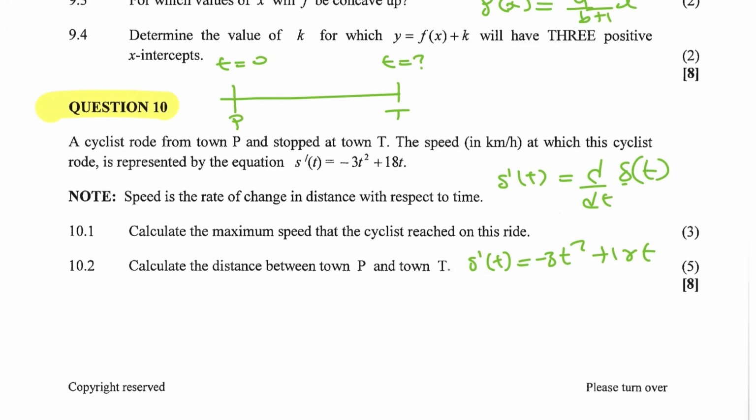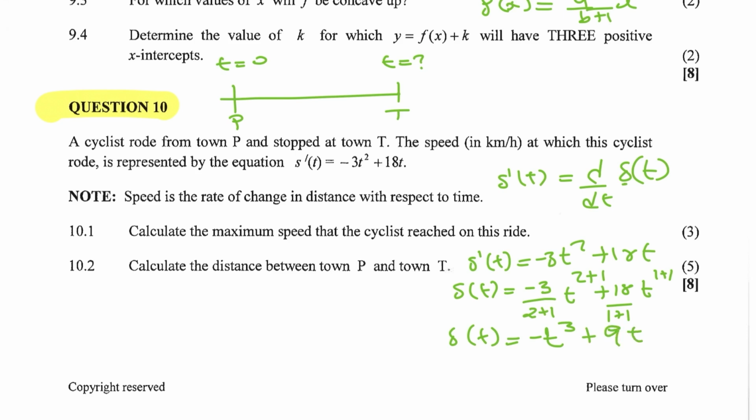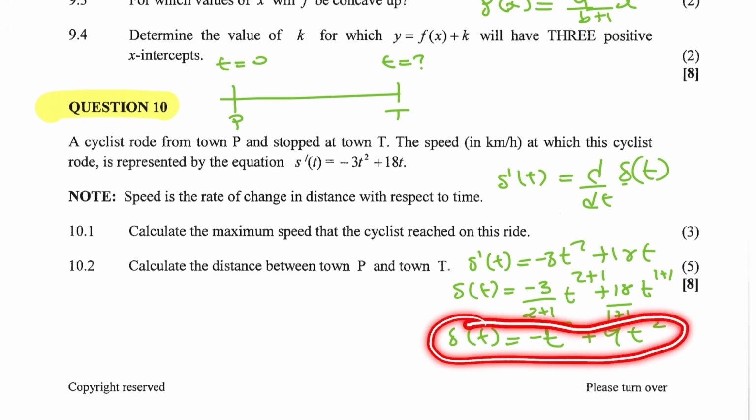We need to find the antiderivative of this. So you're going to say this is negative 3 over 3, of course, t to the power 2 plus 1, plus 18 over, remember it's 1 plus 1, so it's going to be 1 plus 1. And s of t, this is negative 3 over 3, that is negative 1, so it's going to be negative t^3, since 2 plus 1 is 3, and 18 divided by 2 is 9t^2, since 1 plus 1 is 2. So this is the equation that represents just the distance, not the speed.